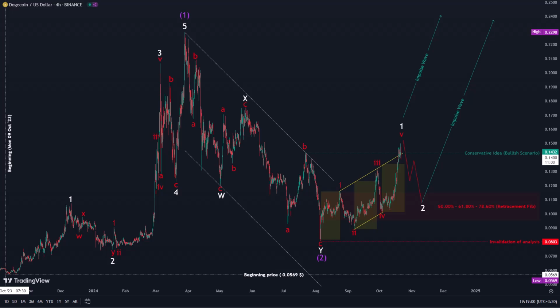Exiting the channel could significantly confirm this analysis, while failing to do so may indicate potential drawbacks. The price marking the unmatched wave is important, and crossing the X wave of this double zigzag could offer stronger confirmation for trading in a bullish market.